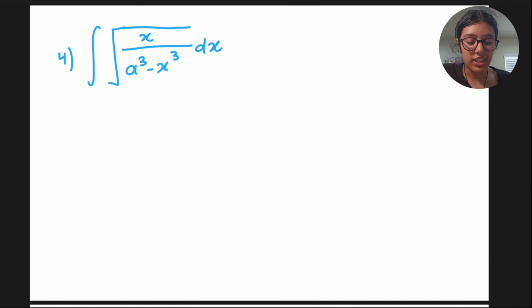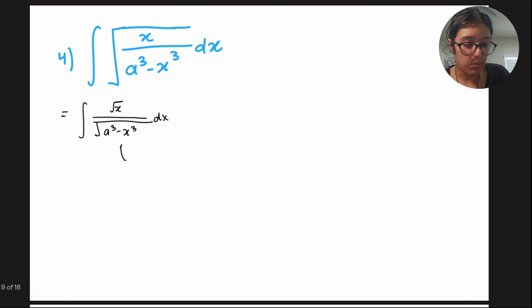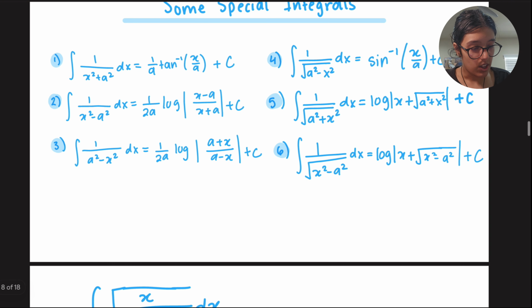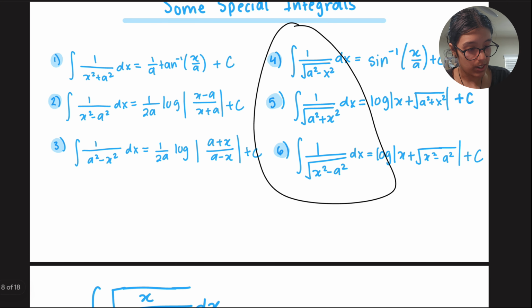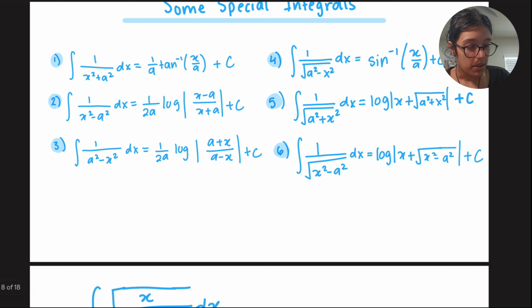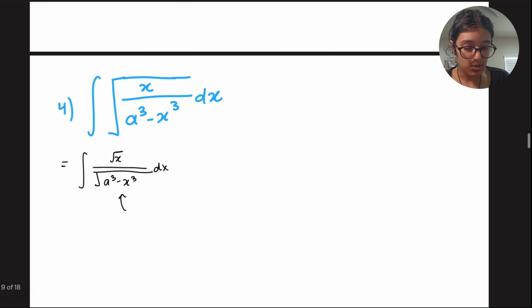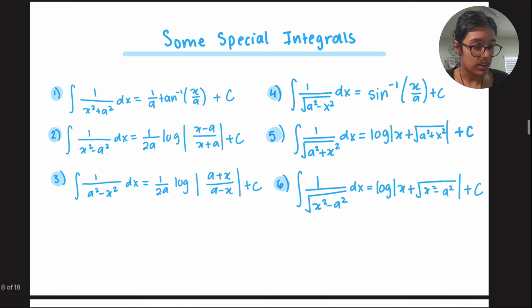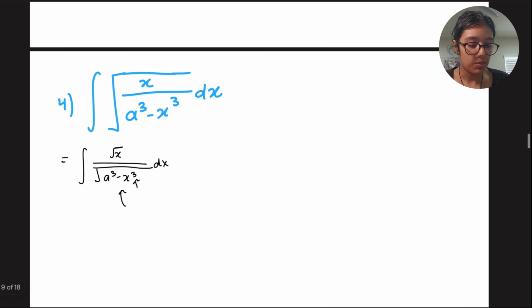So fourth problem over here, integration square root x over a cubed minus x cubed dx. So just to note, the square root is over the whole entire term, not just the denominator, right? So in this case, I'm actually going to split the square root. I'm going to take the square root of the top and the square root of the bottom. And we see that the bottom looks a little something like one of these formulas over here where we have the square root in the denominator, but it's not quite there yet because we see that we have a cubed over here, but in all the problems over here, there's a square. So we need to find a way to get a square.